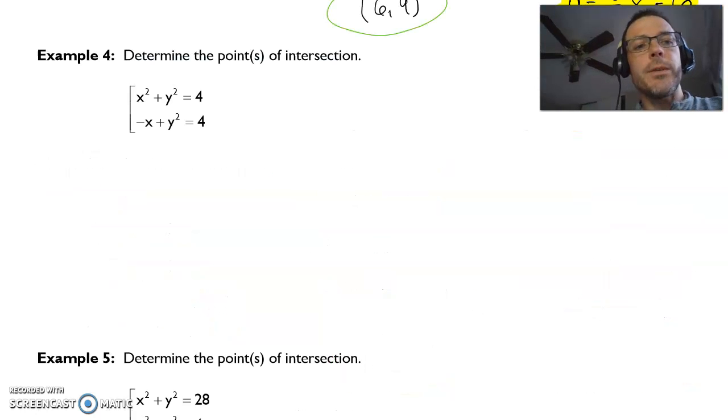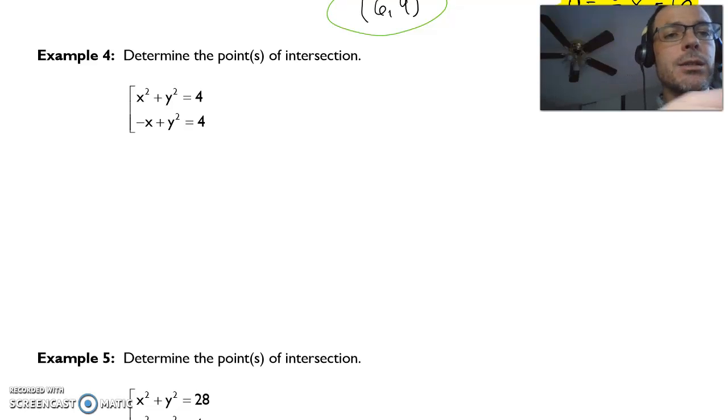Now we get to some stuff that might be a little bit new, a little bit trickier. So pay close attention. We have the equation of a circle, x squared plus y squared equals 4, and the equation of a parabola, or in fact it's not a parabola because it's not x squared, but we have -x plus y squared equals 4. It's not a typo. This is not an x squared.